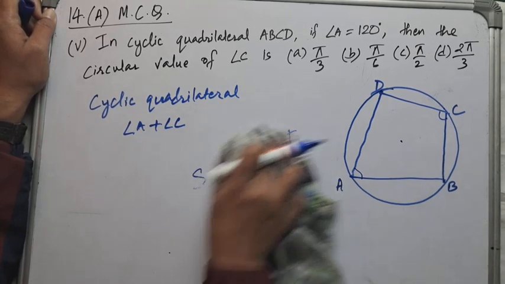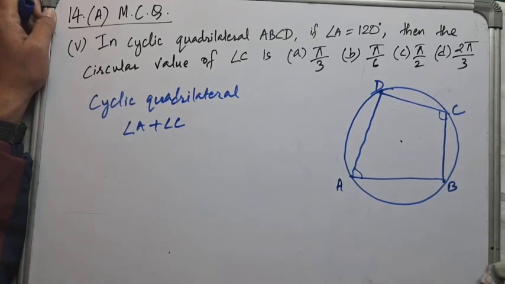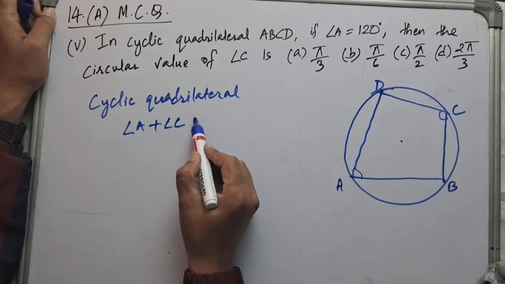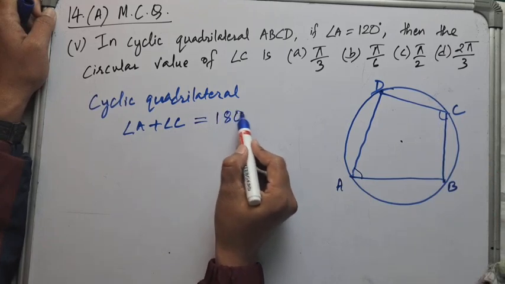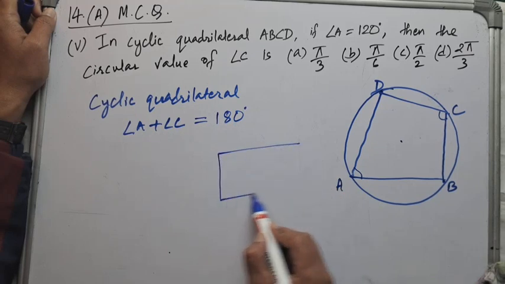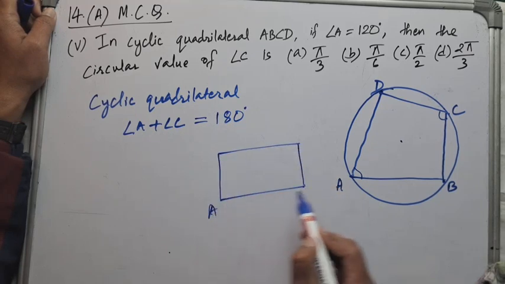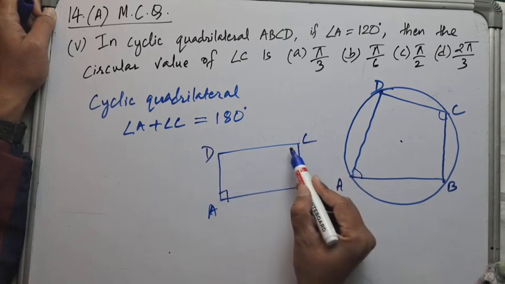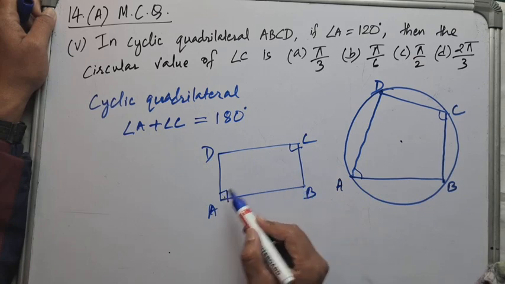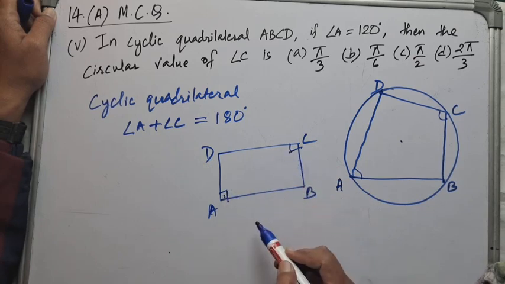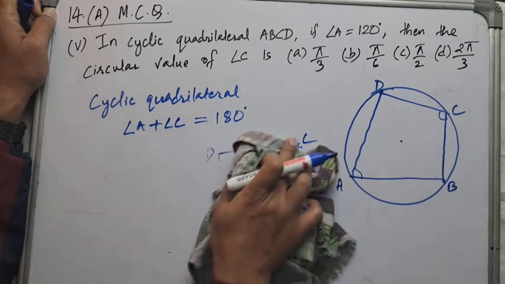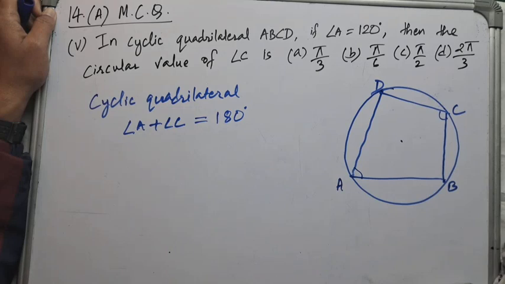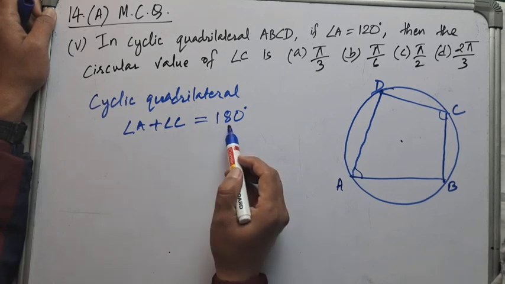So these two angles, angle A and angle C, when we add these two angles, angle A plus angle C, we get 180 degree. Okay, like in rectangle, suppose this is A, this is B, this is C and this is D, isn't it? So A is 90 degree, C is also 90. Okay, angle A plus angle C, 90 plus 90, we get 180 degree, isn't it? Similarly, this is a cyclic quadrilateral, so sum of these two angles are supplementary to each other. Okay, angle A plus angle C will give us 180.